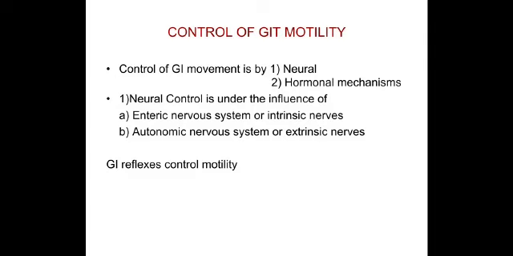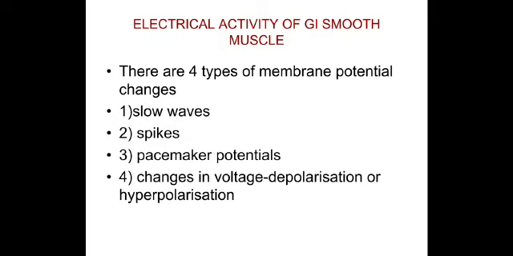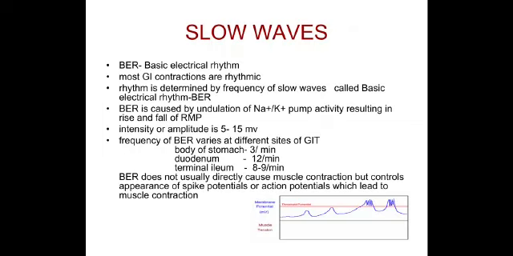As we came across the resting membrane potential and the action potential in the muscles, GI smooth muscle, which is involuntary, has slow waves and spikes, and this is conduction. It's a graded potential. There are four types of membrane potential changes: the slow wave, the spikes, the pacemaker potential, which is the basal electrical rhythm, and changes in voltage, depolarization or hyperpolarization. The slow waves are the basic electrical rhythm. Most gastrointestinal contractions are rhythmic.